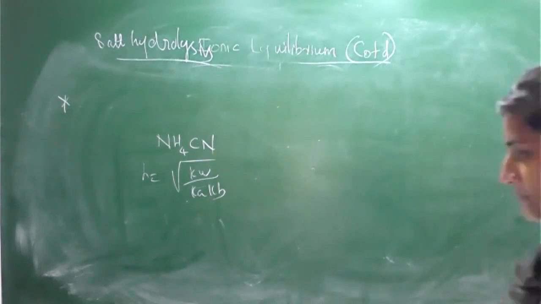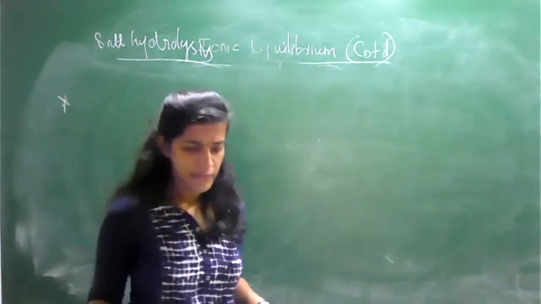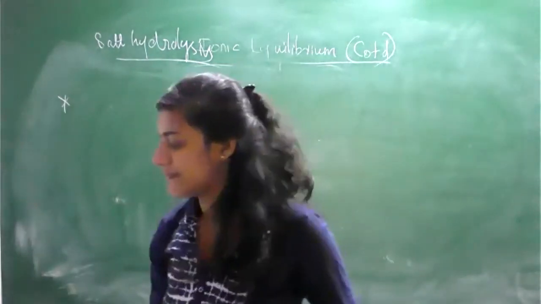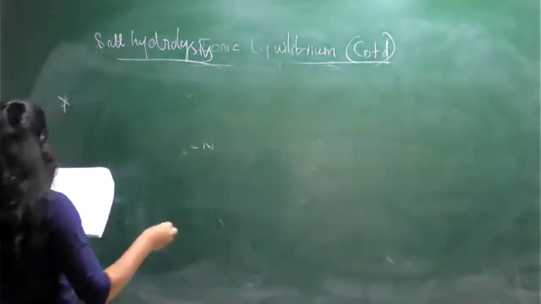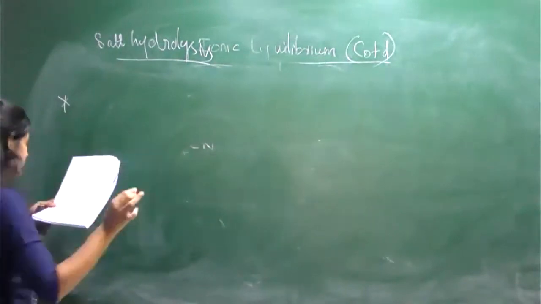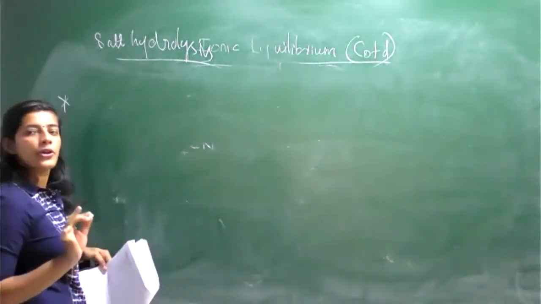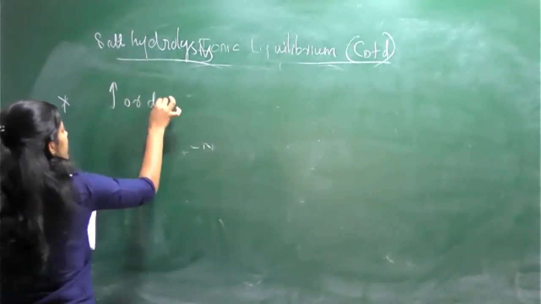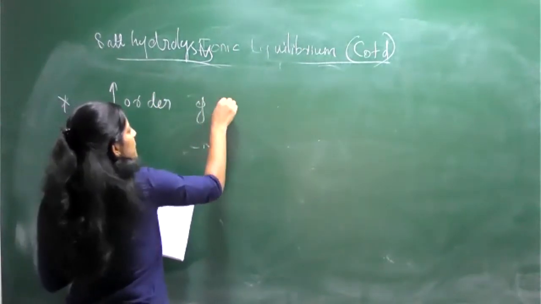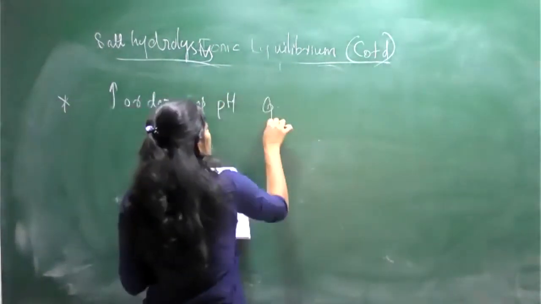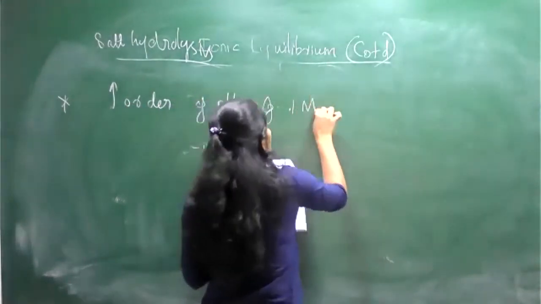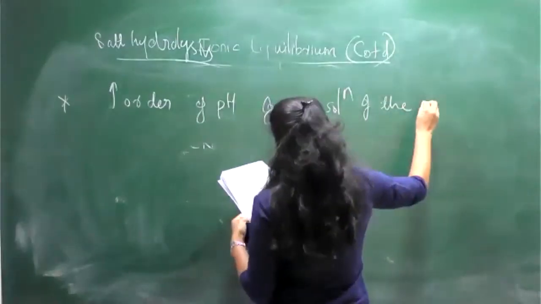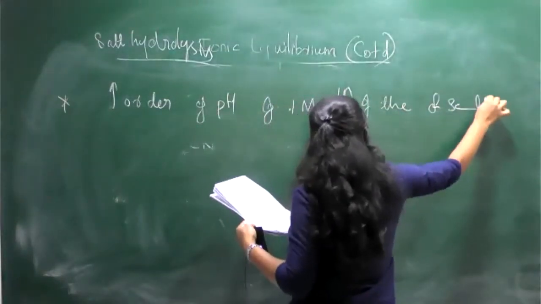Very interesting question. Everybody please copy this question. Very important. You want to arrange, okay. Which one is the correct order of arrangement? First one: increasing order of pH of 0.1 molar solution of the following salts. The salts are given.